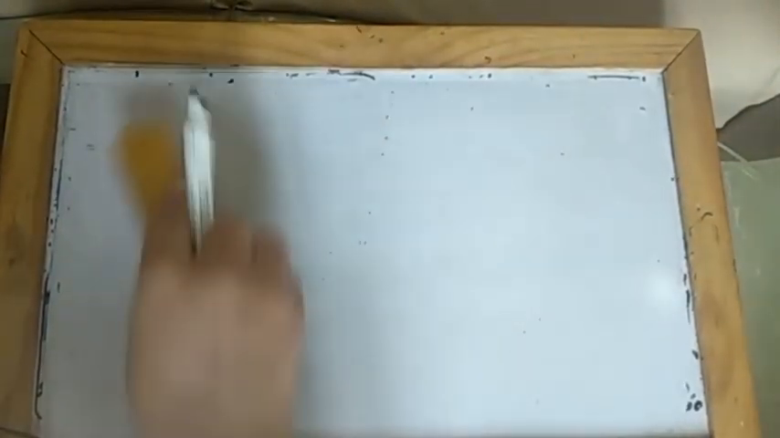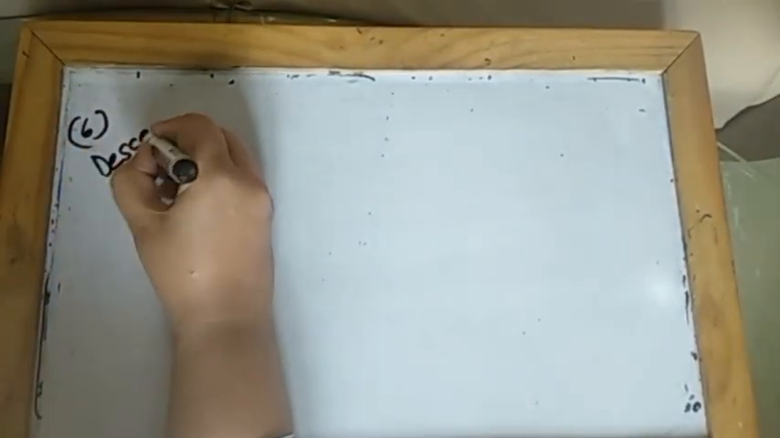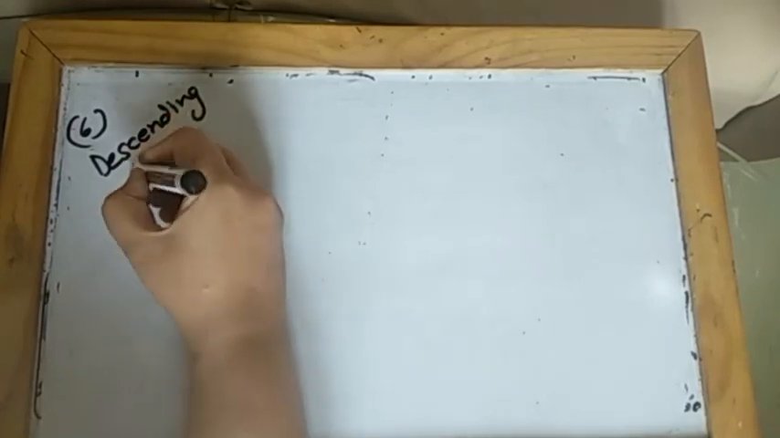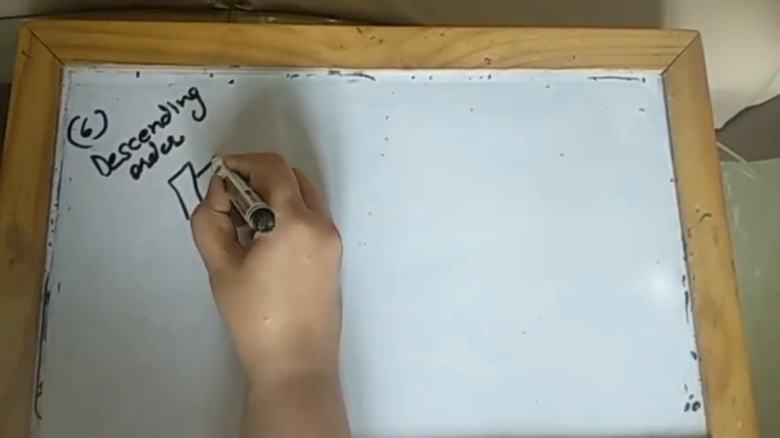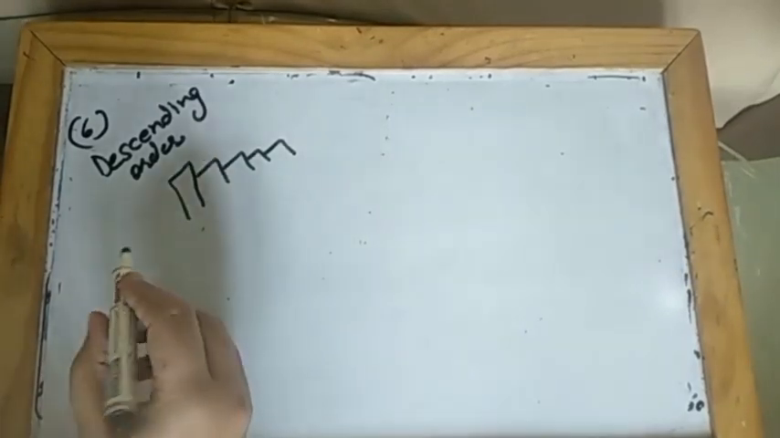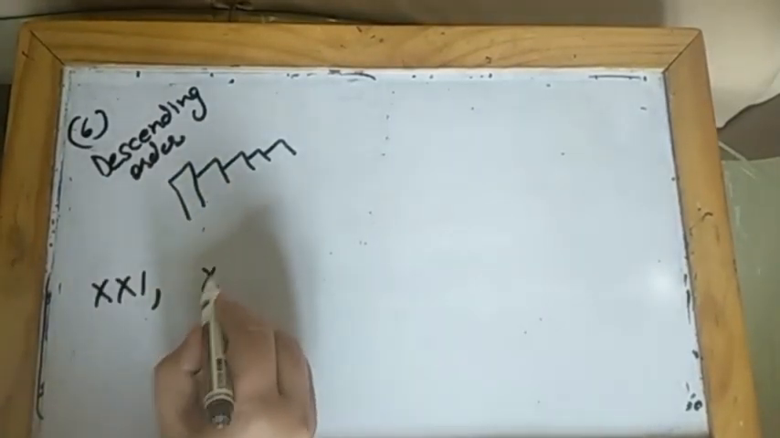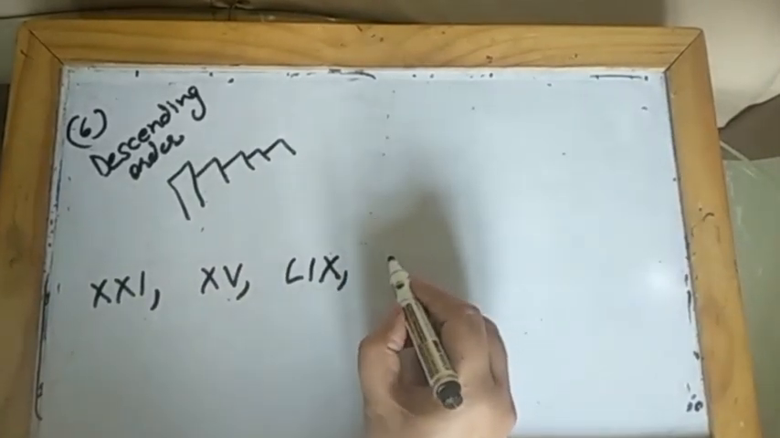Now I come to the sixth question. The sixth question says to write in descending order. Now what is descending order? It's the opposite of ascending order, which means you start from the largest number. It is like coming down the stairs. So I have to start from the biggest number, and the numbers given are again in Roman numbers.